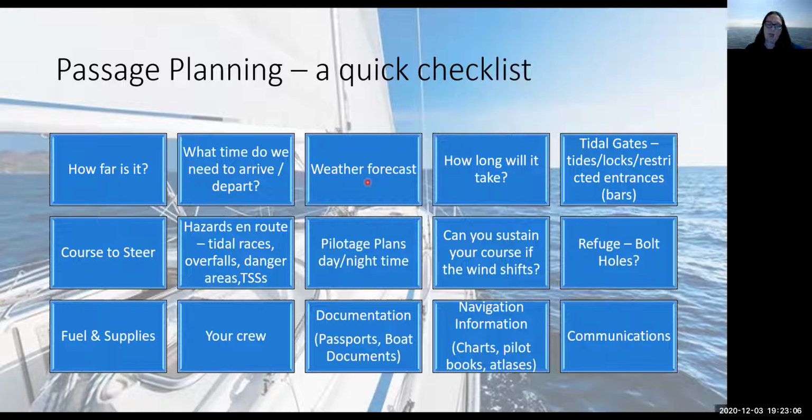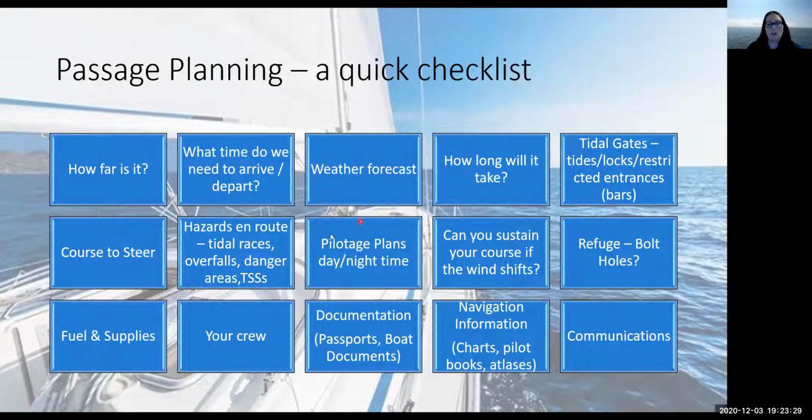And what about the weather coming back? Am I going to make a one-way trip where the weather's brilliant getting there, but then it's absolutely horrendous for the next however many days and I get stuck somewhere? So how long will it actually take me? And what do I need to then consider around any tidal gates, any restrictions, any locks, any bars to get over, all that kind of information.